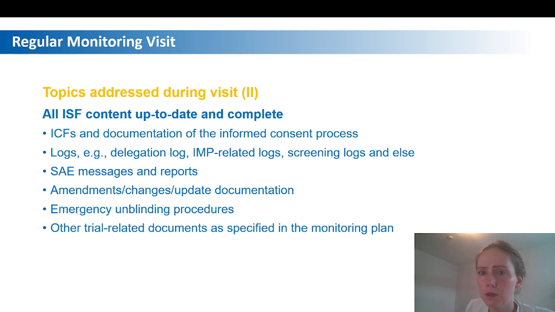The monitor will thus check, for example, whether the amended ICFs, ethics votes, insurance rules, or qualification documentation for new trial group members are present. If the trial is blinded, the emergency documentation such as envelopes will be checked to ensure it is complete and intact, respectively that unblinding has been properly documented in case it has been done. Further items and documents to be monitored can be specified in the monitoring plan, such as delivery notes or shipping lists.